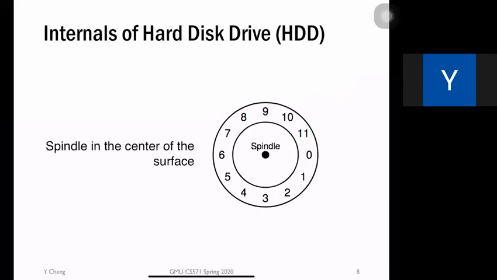And in the center of this surface, this platter, is what is called a spindle. Okay, and we could have multiple platters, with a single spindle in the center across all the platters, which will be shown in one of the future slides. Basically the platter is spinning around the spindle as a center point. Okay, and the track is further divided into multiple sectors, each and every one of which is the basic read and write unit of a hard disk drive.